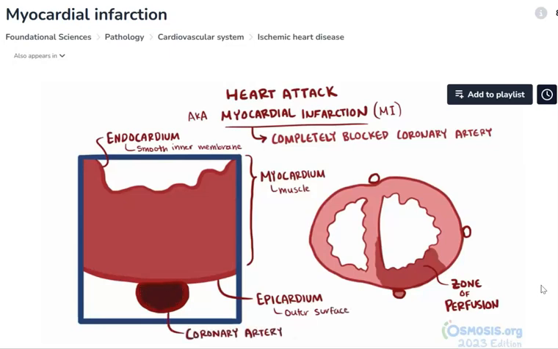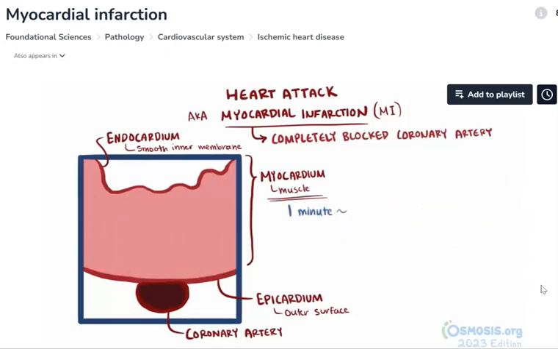Let's say the LAD gets blocked. The area of perfusion is now at serious risk, and within about a minute, the muscle cells in this zone don't see enough oxygen and become ischemic, and the muscle layer's ability to contract is severely reduced. This initial stage is extremely sensitive, since the ischemic damage to cells in the perfusion zone is potentially reversible.